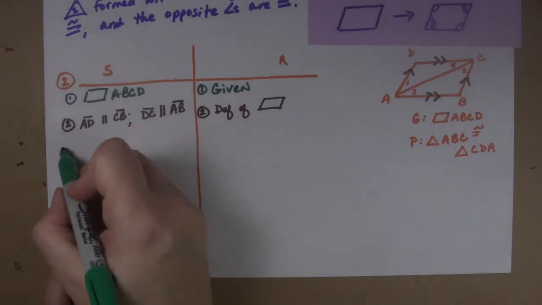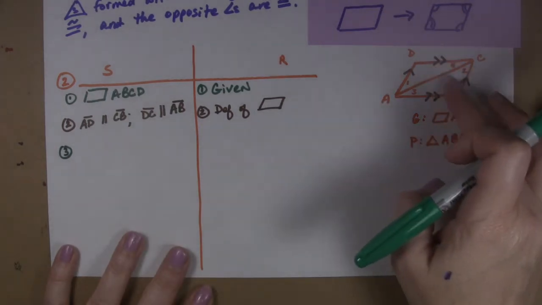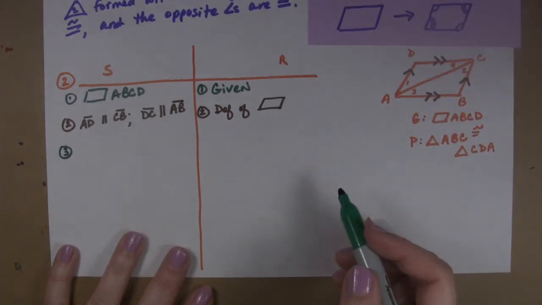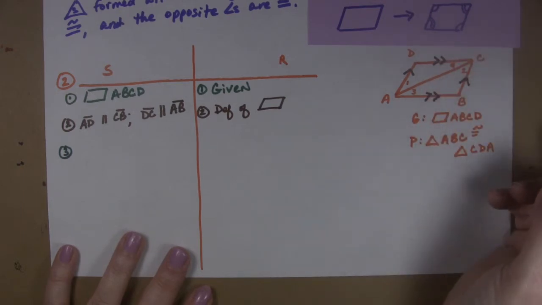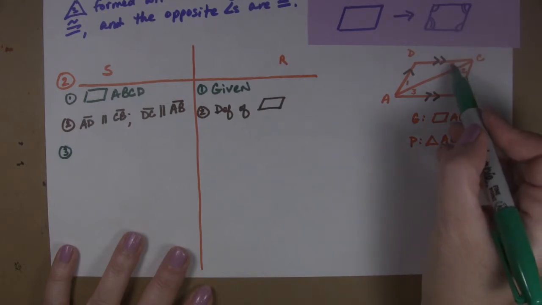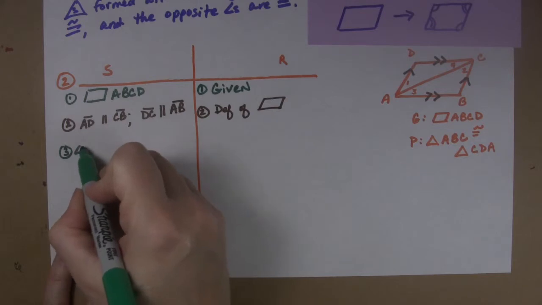Okay, so now I'm going to start making some things congruent because I want to get this side congruent to this side. And I'm going to use my knowledge of parallel lines to do that. So I can say that angle 4 is congruent to angle 3.